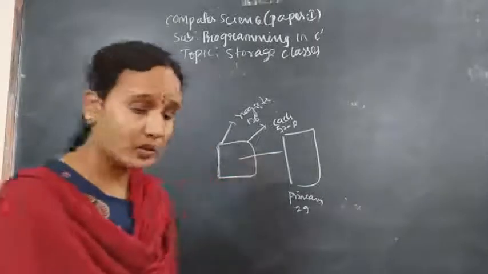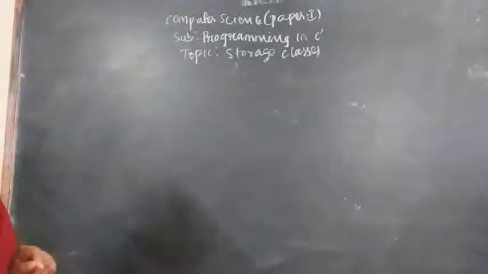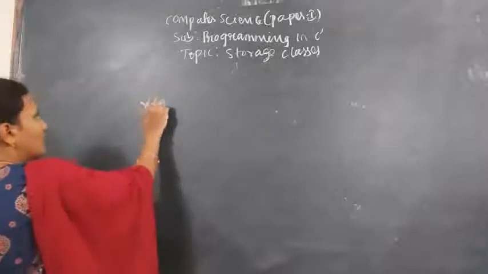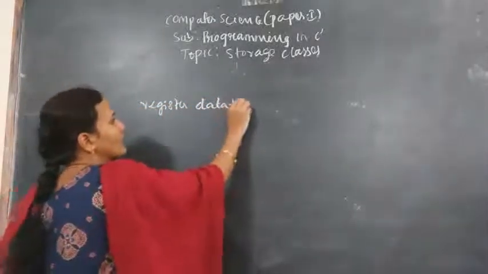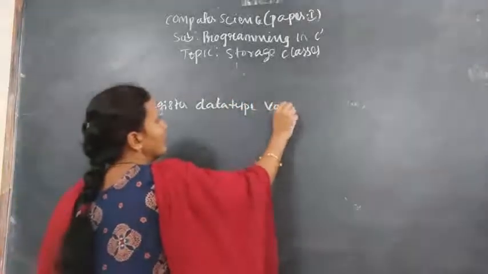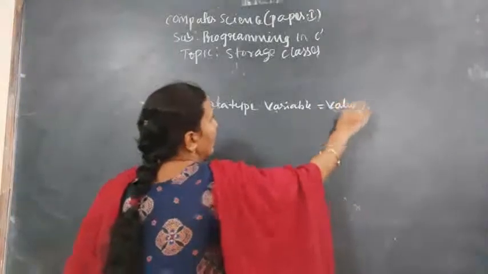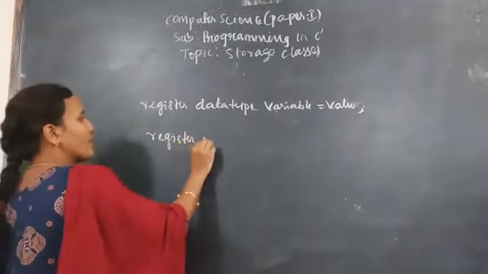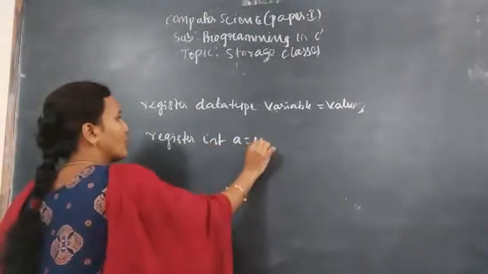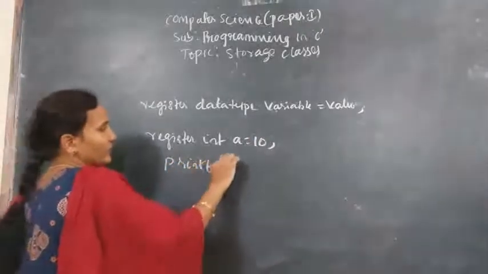Okay, so here we will declare the register variable. Register data type variable equals value. Give the example: register int a equals 10. Print %d.